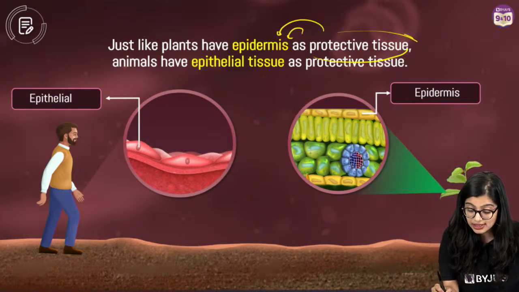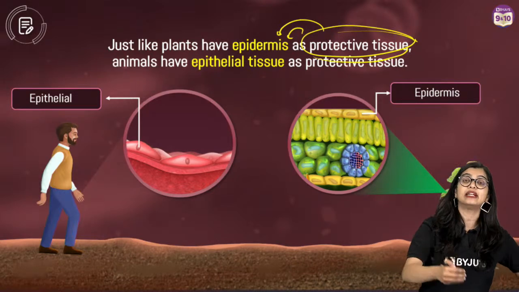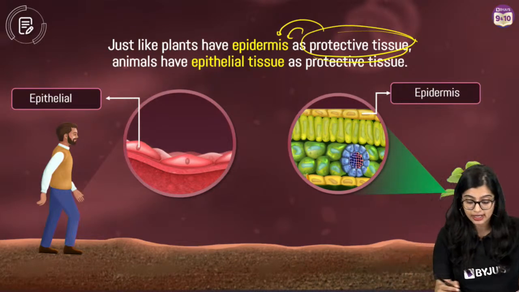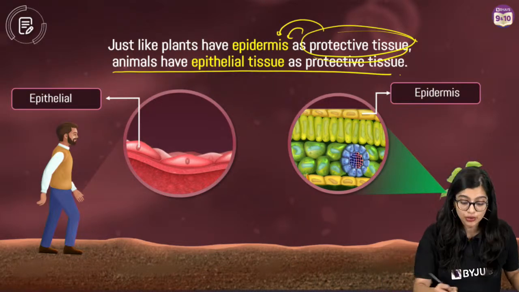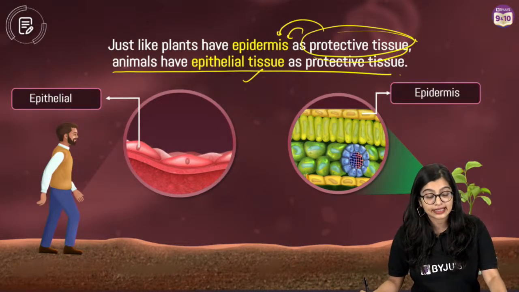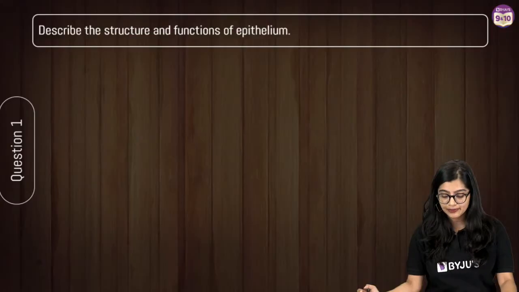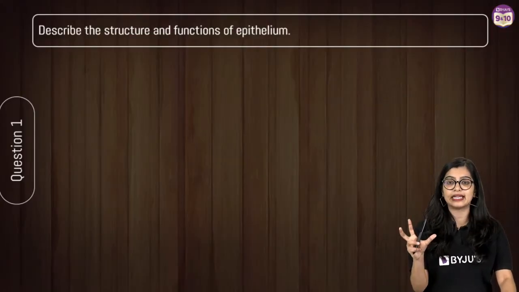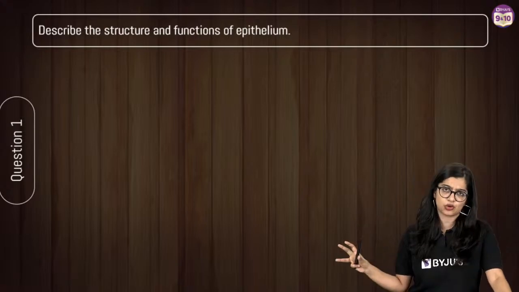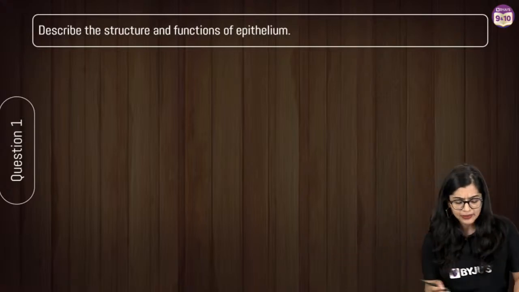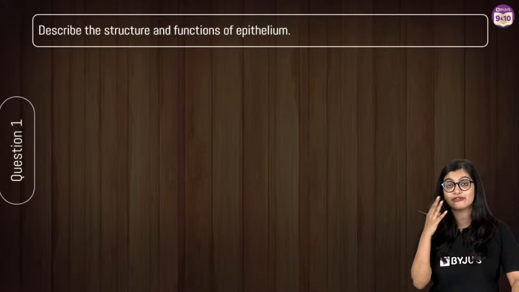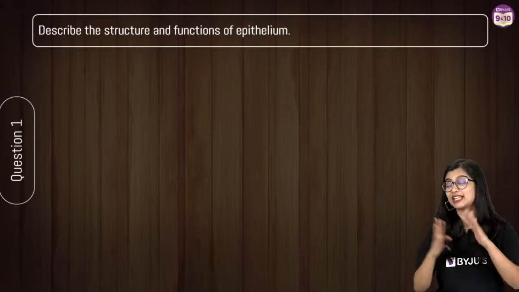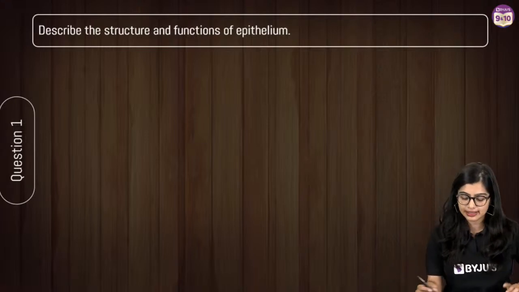But similarly, just like how in plants the epidermis provides protection, in animals we also have a protective tissue, which is called the epithelial tissue. Let's understand epithelial tissue with a very commonly asked question in your examination. The question they may ask you is to describe the structure and function of epithelium, or they may say epithelial tissue.